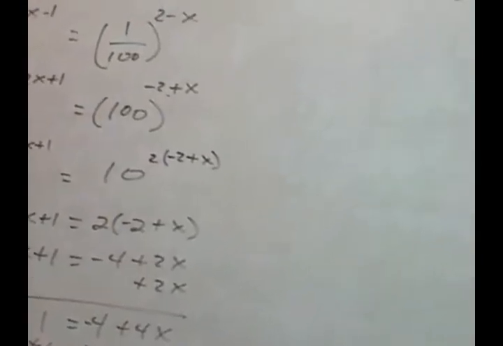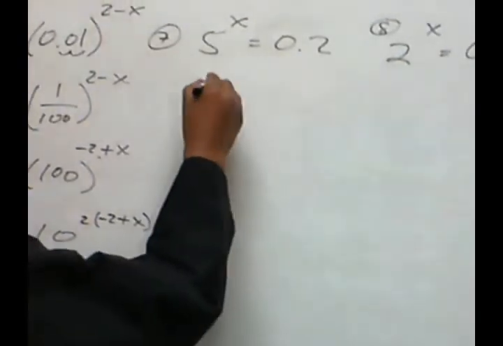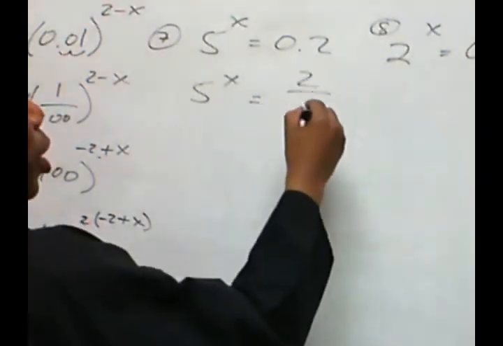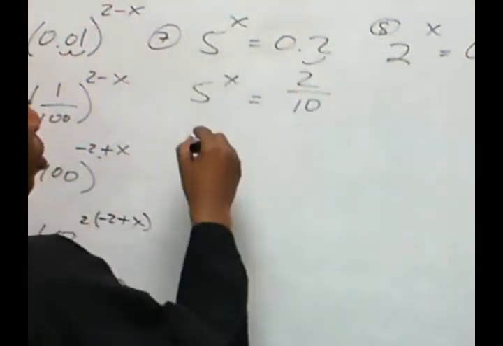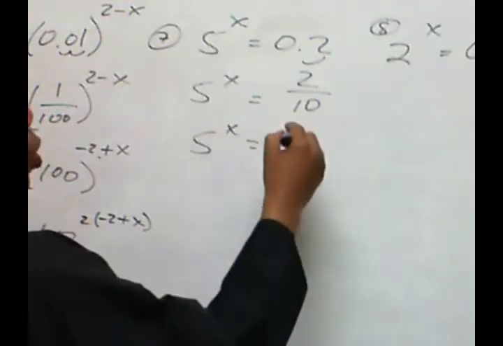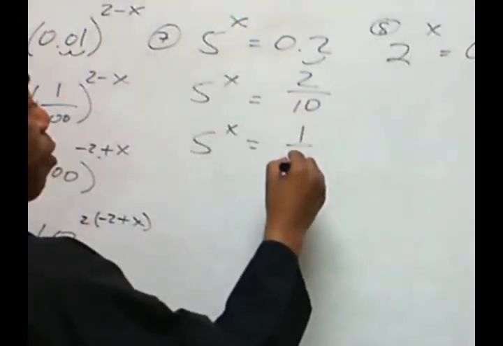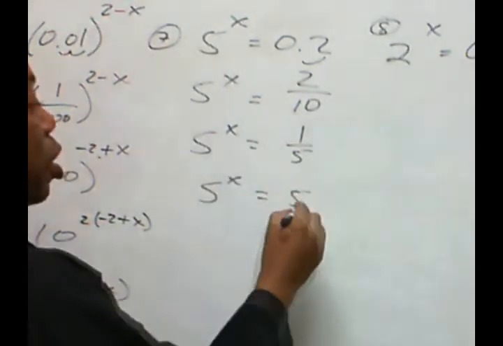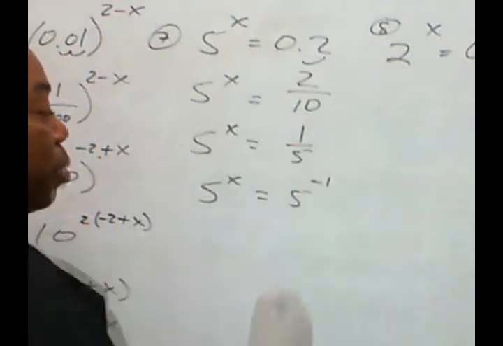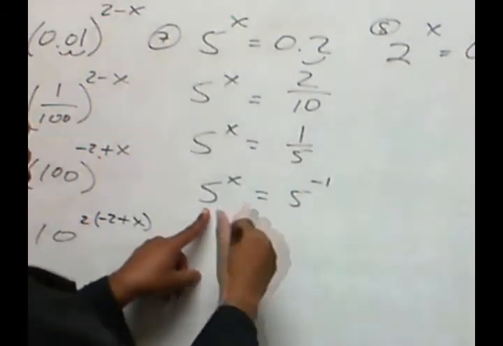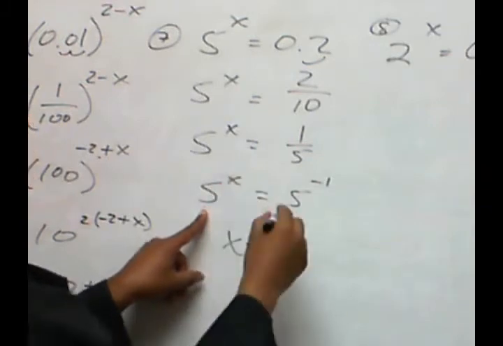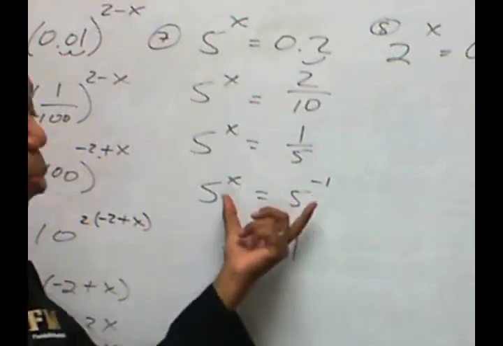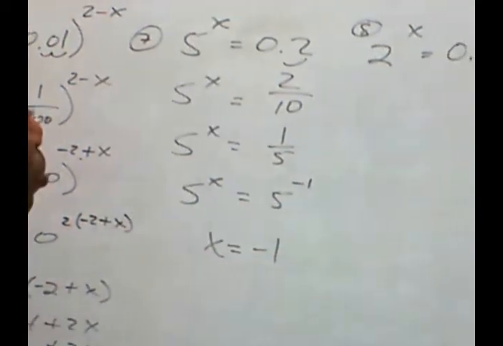Number 7. The base here is 5. Now I want to convert this decimal into a fraction. So this will be 2 as a numerator, and since it's one place over, this will be 10. 2 over 10 reduces to 1/5. If I take the reciprocal of 1/5, I will get 5, but it changes the exponent to a negative 1. Now I have common bases, and I can equate the exponents. X equals negative 1.